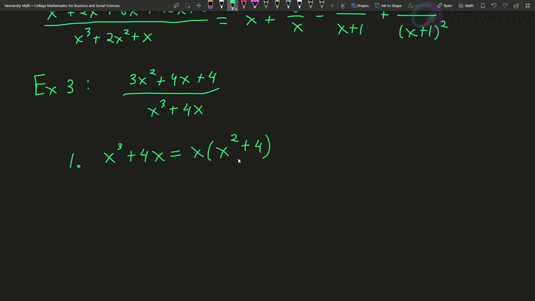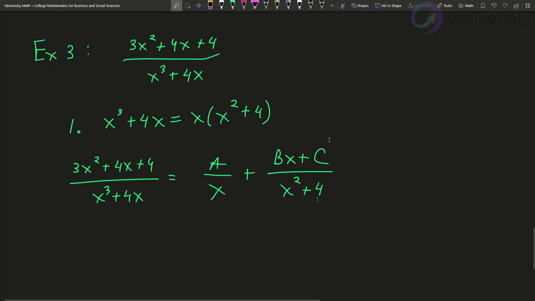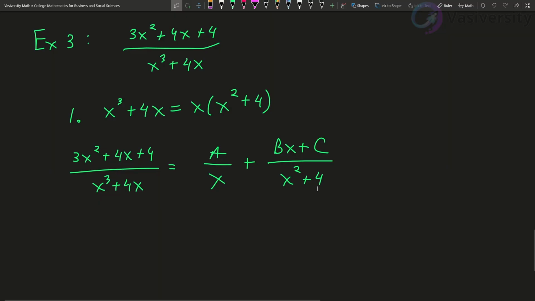Okay, so that means we're going to rewrite our fraction over x cubed plus 4x. That's going to be equal to A over x, because we have that, but the second fraction is going to be slightly more complicated because x squared plus 4 we weren't able to simplify. So the numerator must be Bx plus C over x squared plus 4, because the denominator is no longer simplified and we do not have first powers, we have x squared. That's the difference. This is the important part, so we always have to keep it in mind when we're solving such equations.